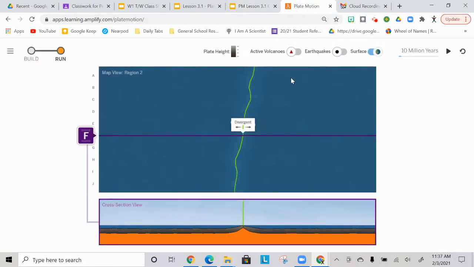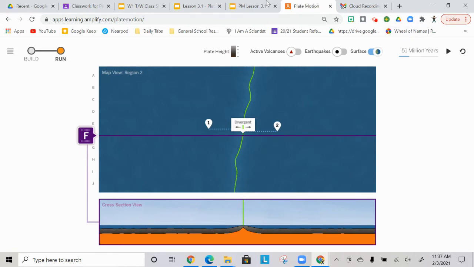So here's my plate motion sim. It's running. I need to pause at the 50 million year mark. And again, the time is up here in the corner. I'm not even worried about how far away they are. I'm just worried about pausing at 50. Now you'll notice I hit 51. There's no need for me to restart and hit 50 exactly.